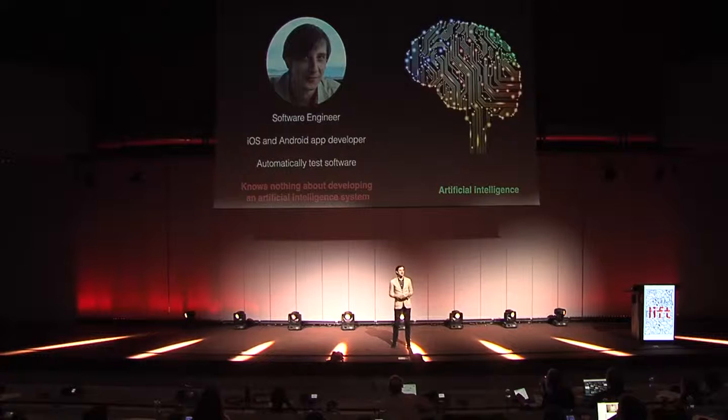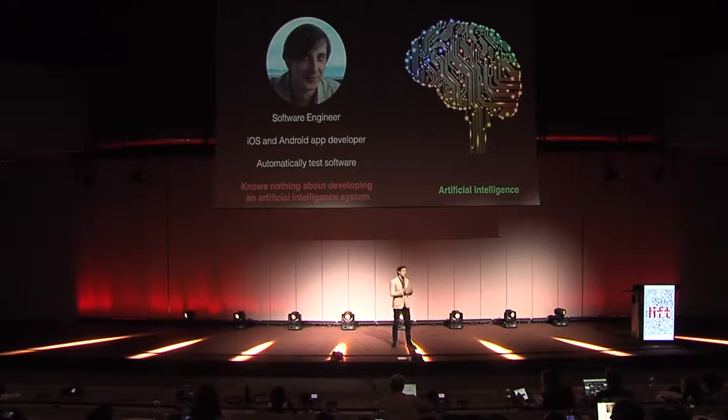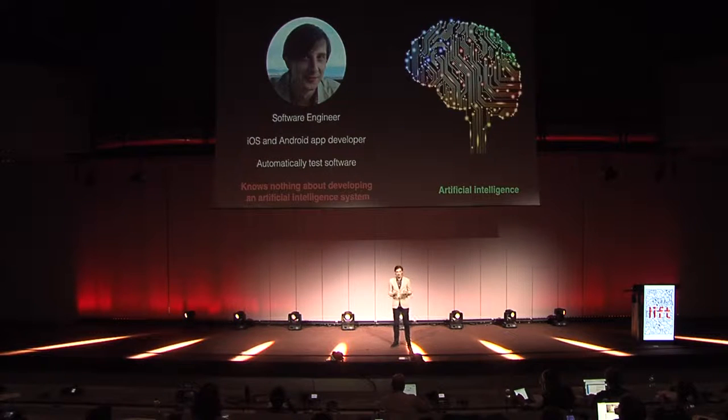Well, not so fast. Let's look at myself. I'm a software engineer. I know how to develop mobile apps. I have a PhD in automatically testing software, but I have no clue how to build an artificial intelligence system. I know what I want to do with it, but I don't know how to build it. And I'm not Facebook or Google to expend vast amounts of resources to build one. So it seems like I'm stuck, right?